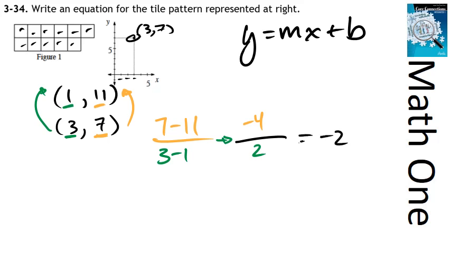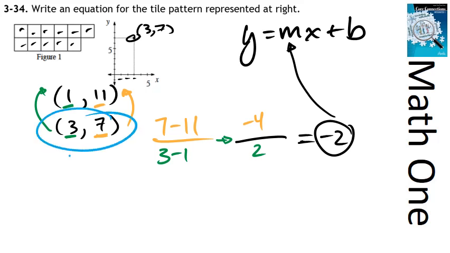So I know one of my parameters. I know that my slope is negative 2. And I'm just going to pick one of the two points. It doesn't matter which one I pick. I'm just going to select the second point here. That second point has an x and it has a y. And I'm going to use the x and y of that point to calculate b, my y-intercept.